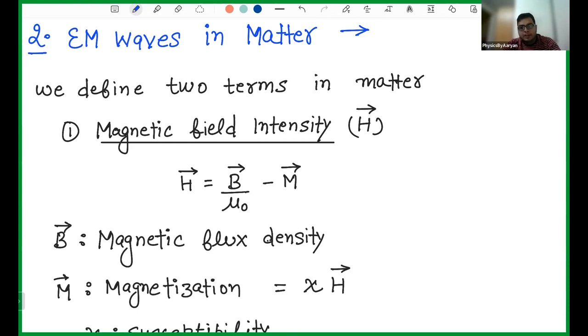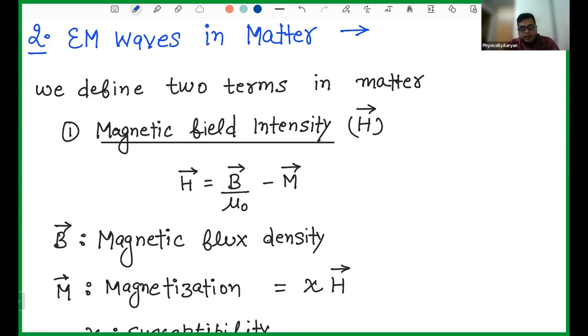Now you are inside a material. Your wave enters the material. The more relevant thing is that you define H. H is very useful to define. And what is this H? That is what I'm going to teach you.